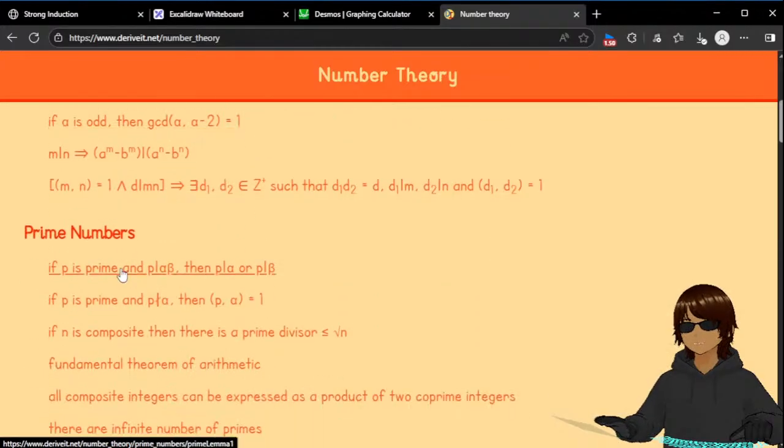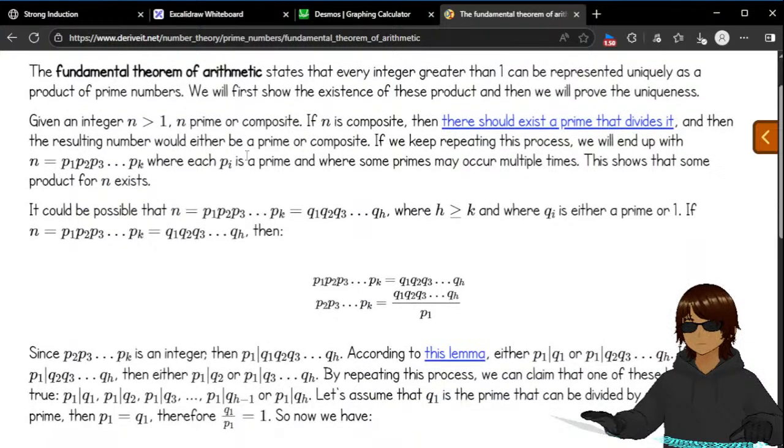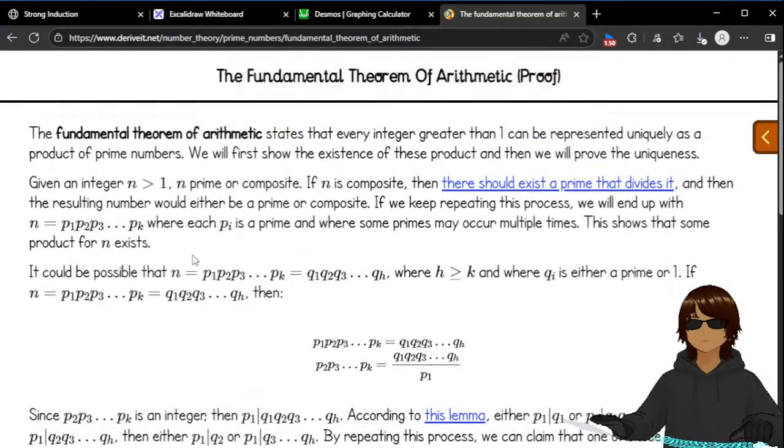Fundamental theorem of arithmetic. It is possible that n, oh, I switched n and k. n is p1, p2, p3, all the way till pk. What this is trying to prove is that n can uniquely be represented, right? We first show the existence of these products and then we will prove the uniqueness.